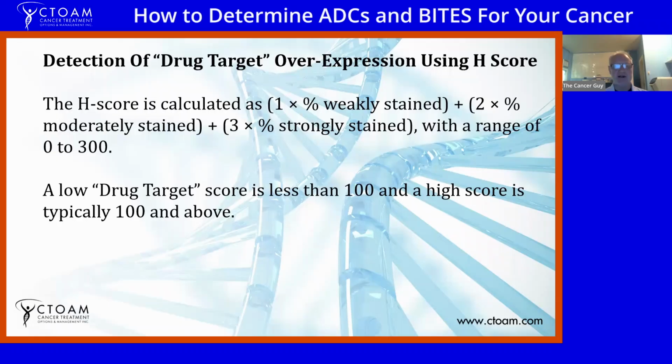So the H-score is calculated as 1 times the percentage of weakly stained cells, 2 times the percentage of moderately, and 3 times the percentage of strongly stained. And it results in a range of 0 to 300. A low H-score is typically less than 100, and a high H-score is typically 100 and above. Now, there's a lot of variation on this. Different cell surface receptors and antigens have different cutoffs. So this is just a generalized approach of determining antibody drug conjugate and bispecific T cell engager targets.